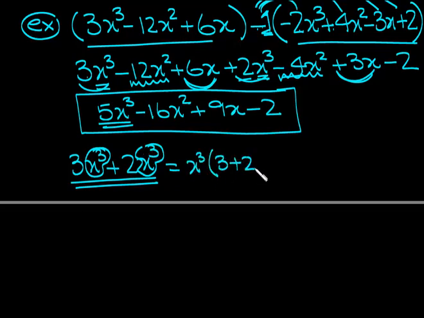3 plus 2. So I took that x cubed out of here, so it's gone. I took that x cubed out of here, so it's gone. So I'm left with 3 plus 2. What is 3 plus 2? Which is 5. So I get 5x cubed. That's how I get those numbers. So that's how we actually add these things, these coefficients.